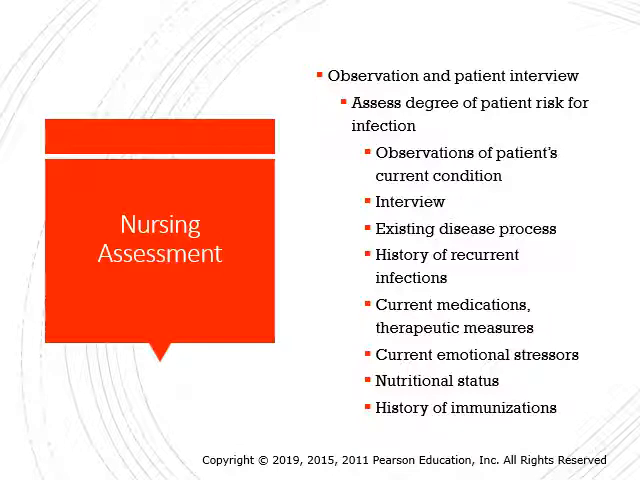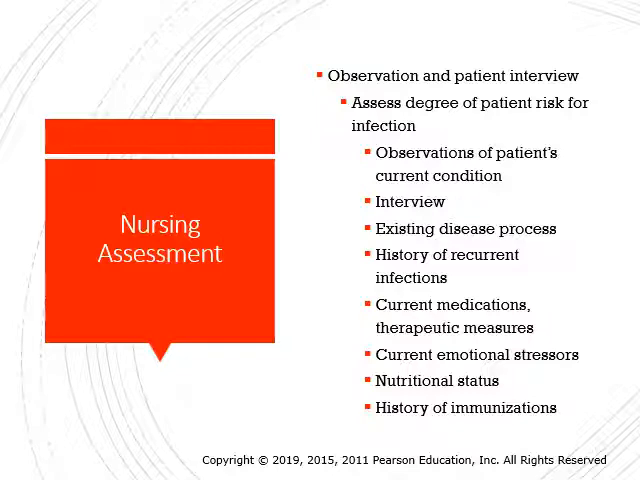Okay, we need to make observations of the patient's current condition. We need to take a look at their existing disease process. Why are they here in the hospital? History of recurrent infections. Are they having a problem that they've had in the past, or do they have a history of having the same recurrent types of infections? Take a look at their current medications and therapeutic measures. There are medications that can place a patient at higher risk for infection, steroids being one of them.